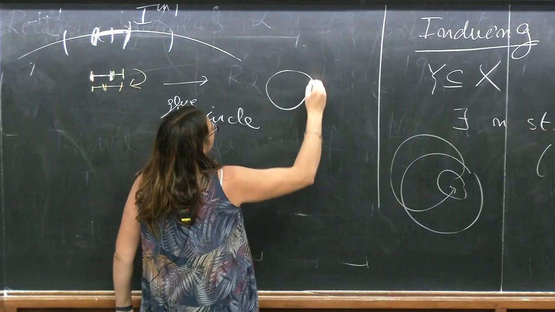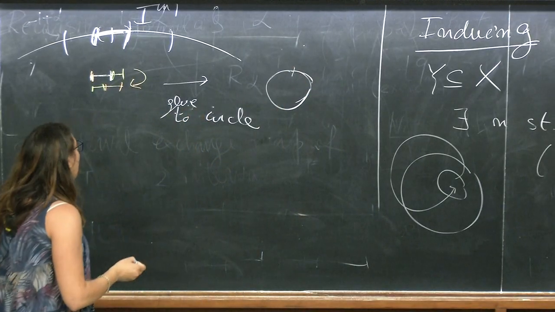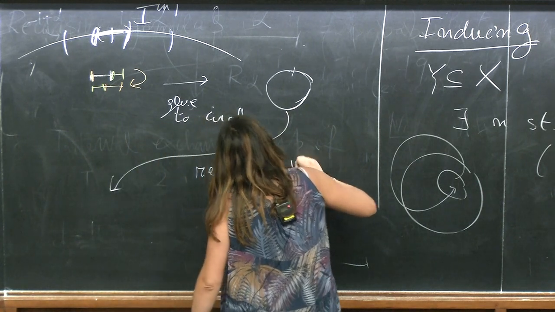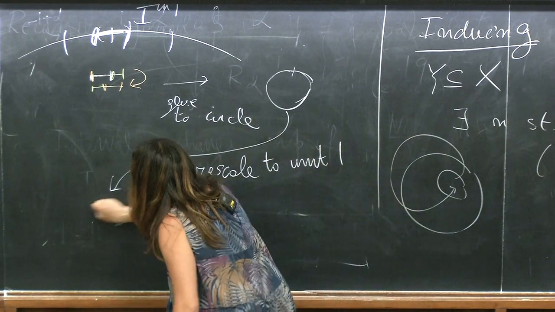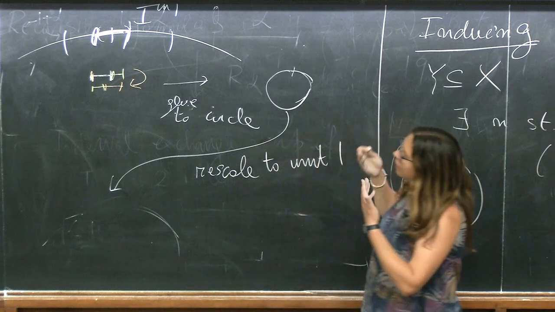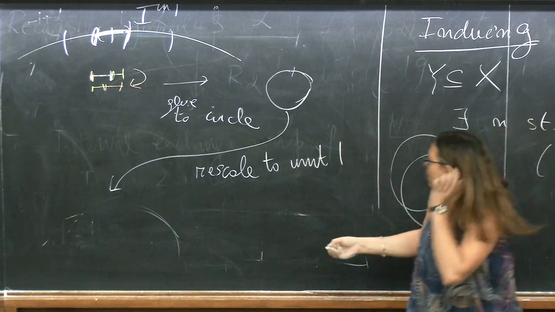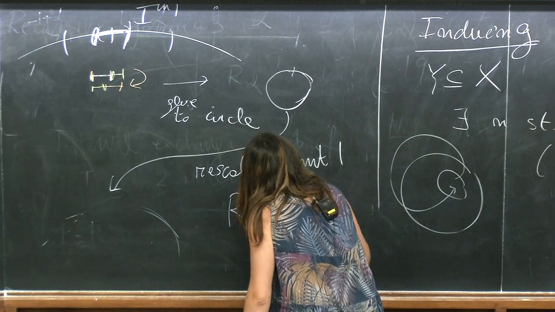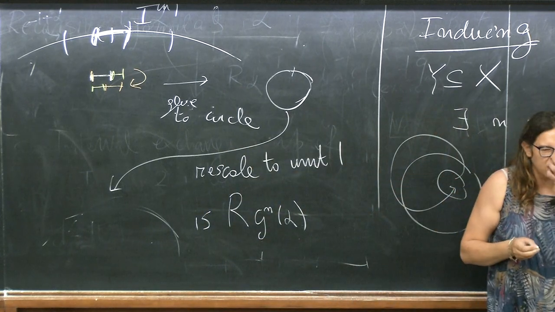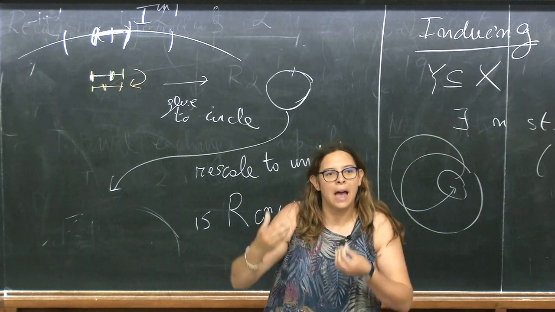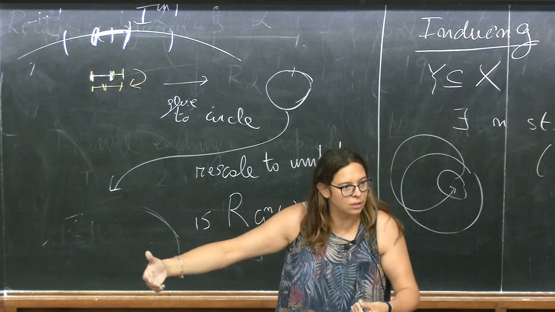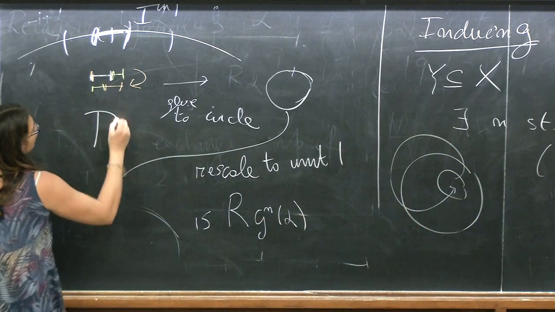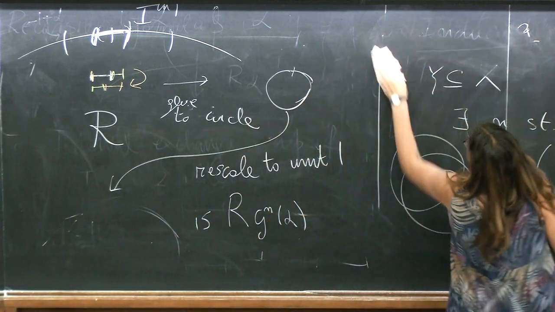So if I glue to a circle these two intervals, and I rescale the circle to unit 1, then this induced map rescaled is actually a rotation by Gauss to the n of alpha. So basically, this inducing is also giving me a map from rotations to rotations. And basically, this map is renormalization. So this map, we'll call it R, renormalization.